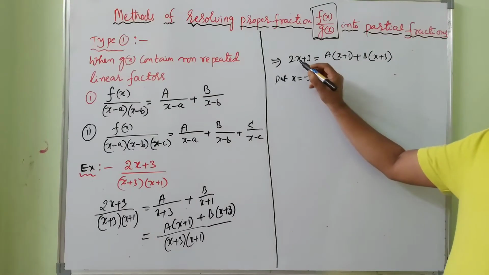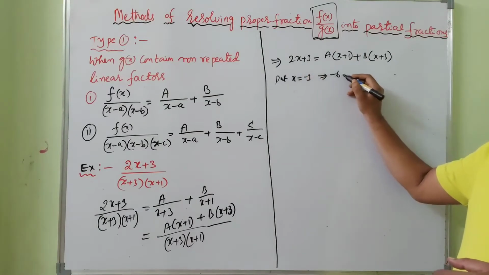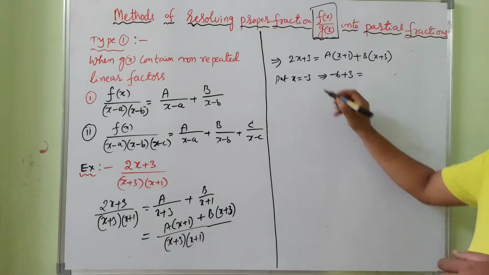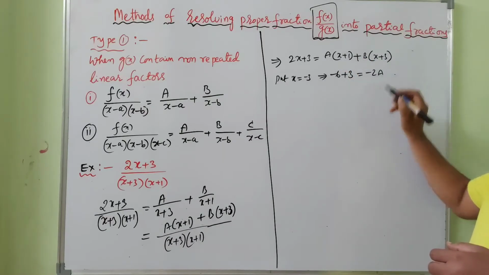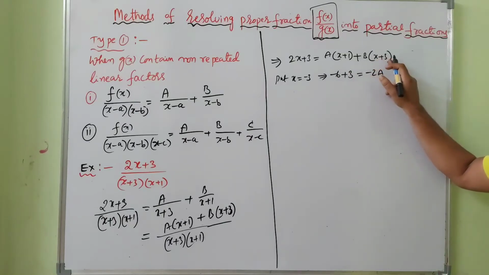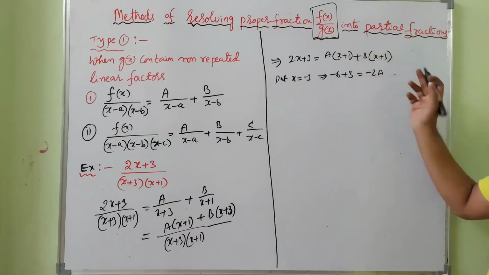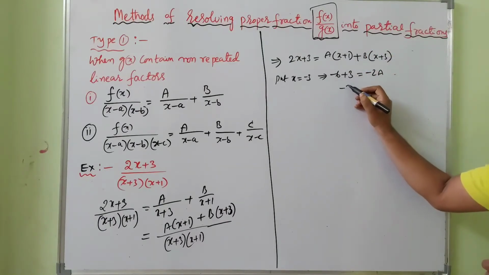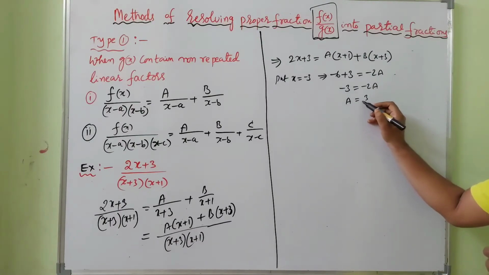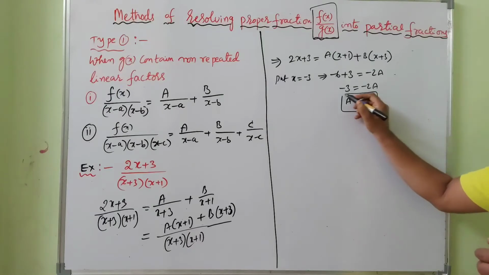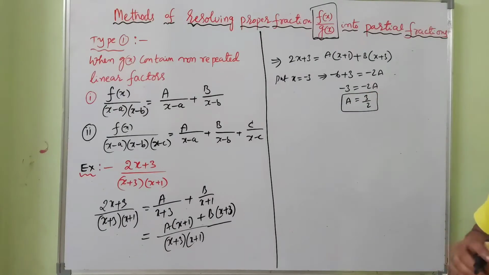You will get 2 into minus 3, minus 6 plus 3 is equal to minus 3 plus 1 is minus 2. So minus 2a, you will get minus 3 plus 3 is 0, 0 into b is 0. Now what you get? Minus 3 is equal to minus 2a. So the value of a is 3 by 2. So I got the value of a as 3 by 2.